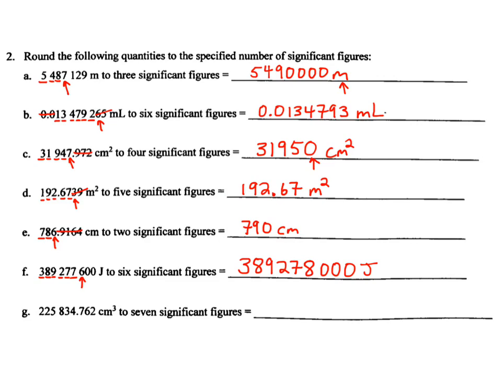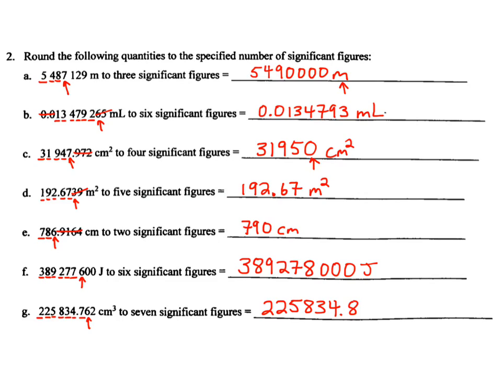Okay, our last one here, we have 225,834.762 cubic centimeters. This needs to go to 7 significant figures. So we count 1, 2, 3, 4, 5, 6, 7, and that last number 7 there is followed by a 6, which would tell us that the 7 is going to round up. So we have 2, 2, 5, 8, 3, 4 point, and it's 7, but it's going to round up to 8.